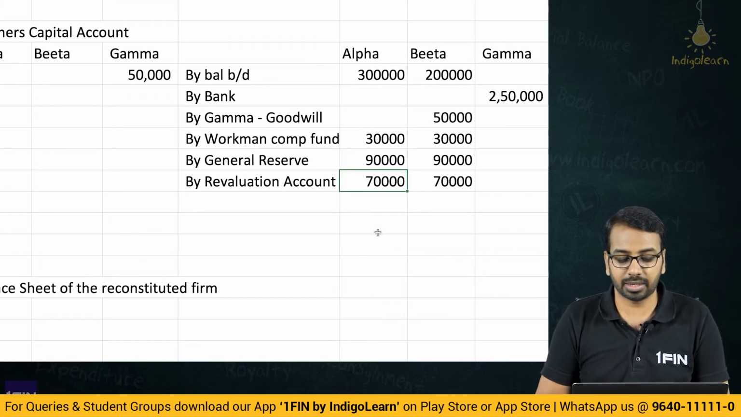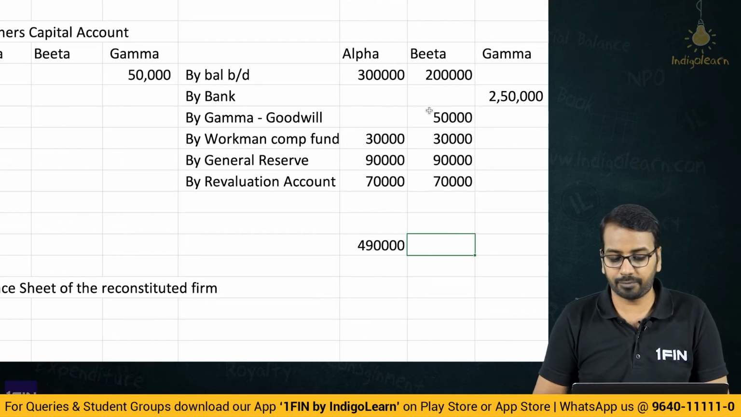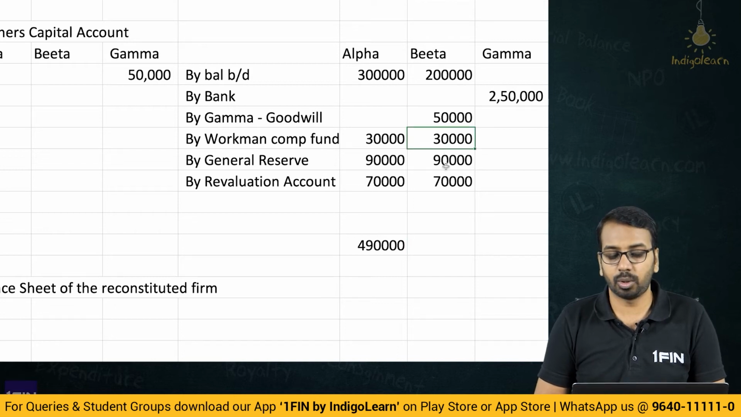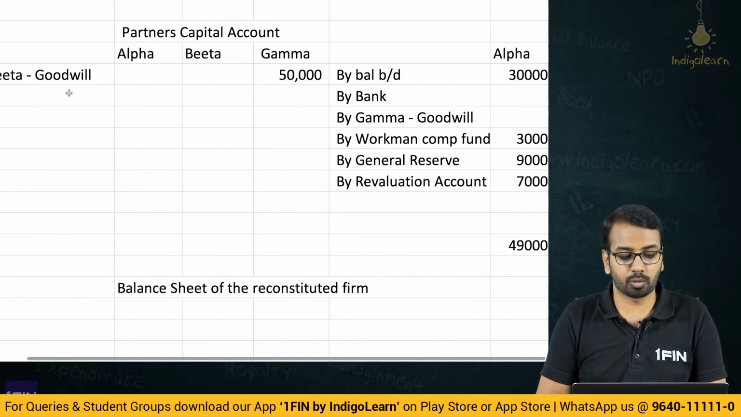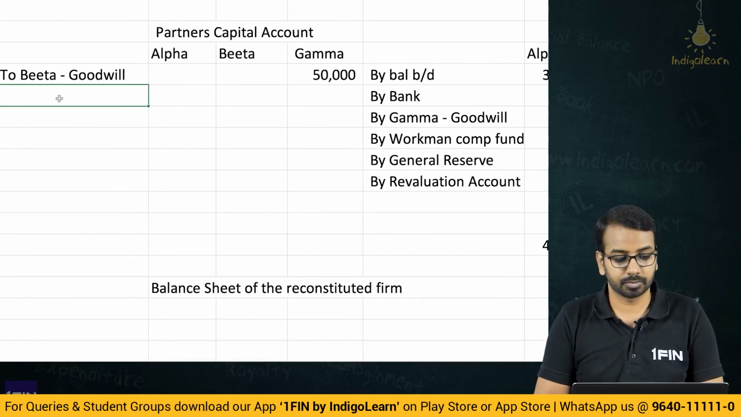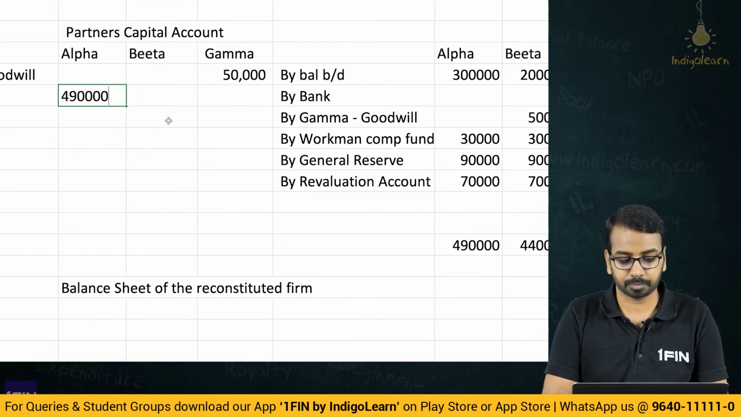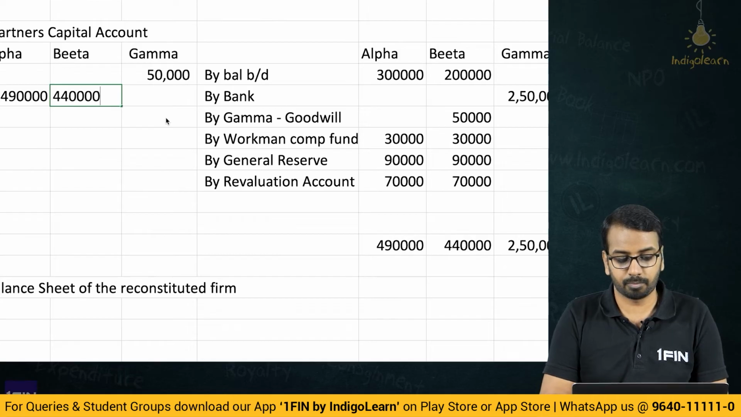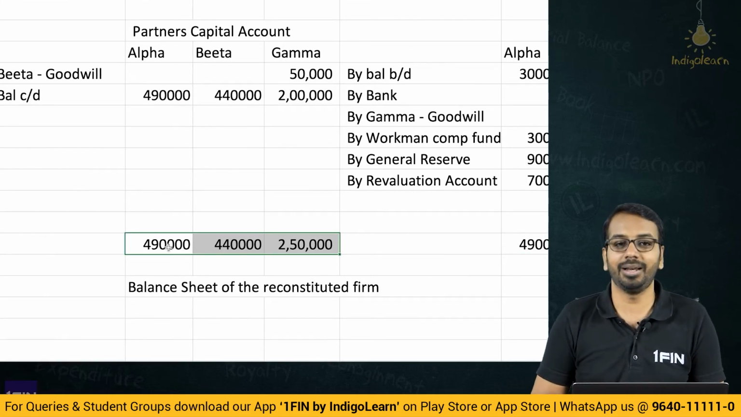Okay. So now if you do the total, 3 lakhs, 3,30,000, 4,20,000, 3 lakhs plus 30, 3,30,000 plus 90, 4,20,000 plus 70, 4,90,000, 4,90,000 is the total here, and here 2,50,000 plus 30, 2,80,000, 2,80,000 plus 90, 370, 370 plus 70, 4,40,000, and here it is 2,50,000, right. Now what is the closing balance? To balance carried down, 4,90,000, 4,40,000 and 2 lakhs. So with that we complete the partners capital account.